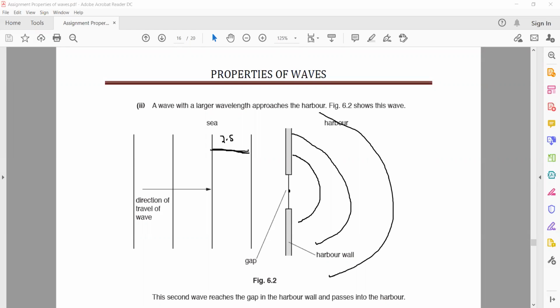If the wavelength is equal to the gap size, or the gap size is smaller than the wavelength, in both cases you will draw the curve.